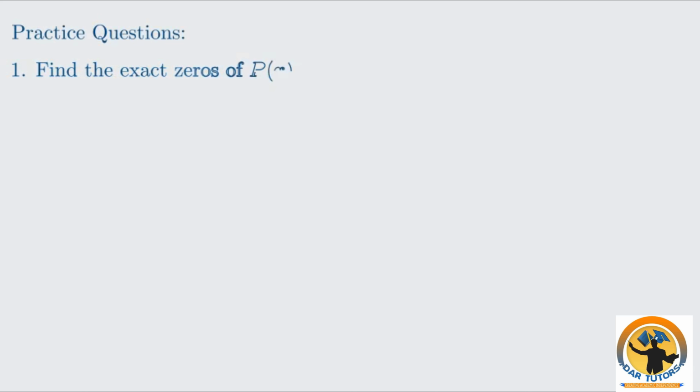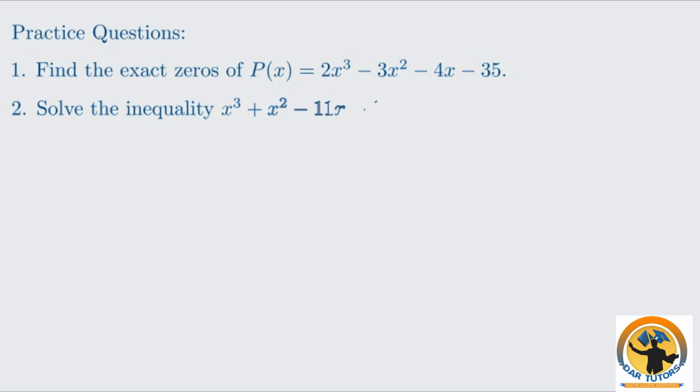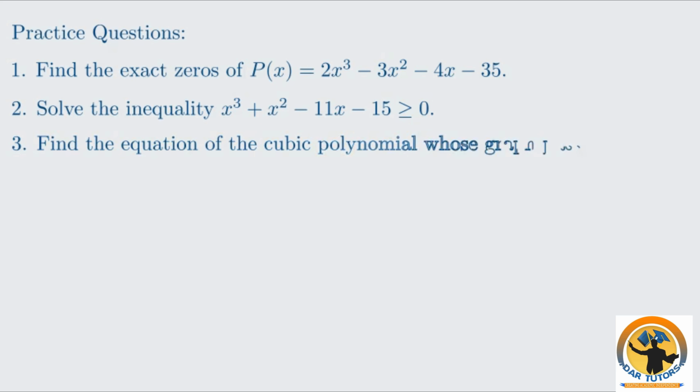Here are 5 practice questions designed to test your understanding of these concepts. Pause the video, work through them, and then resume to see the fully worked solutions. Question 1. Find the exact zeros of p of x equals 2x cubed minus 3x squared minus 4x minus 35. Question 2. Solve the inequality x cubed plus x squared minus 11x minus 15 is greater than or equal to 0. Question 3. Find the equation of the cubic polynomial whose graph passes through the points negative 2, 0, 0, 12, and 3, 0.